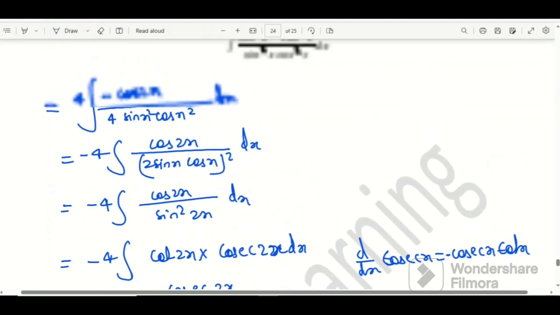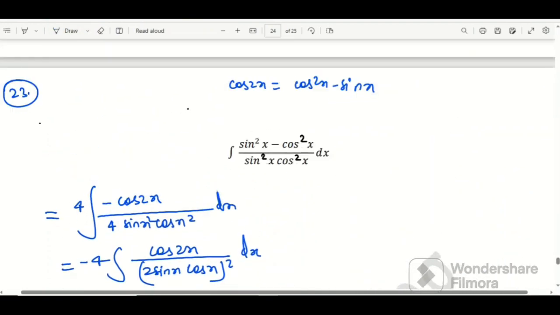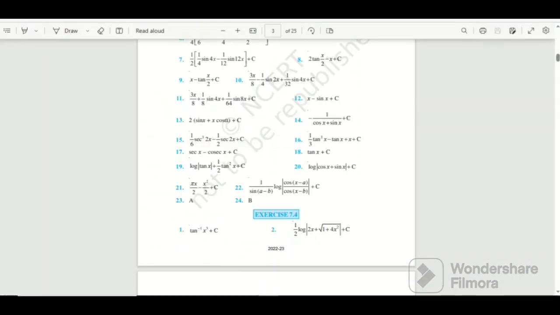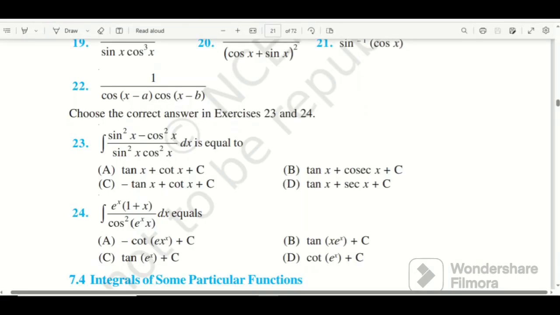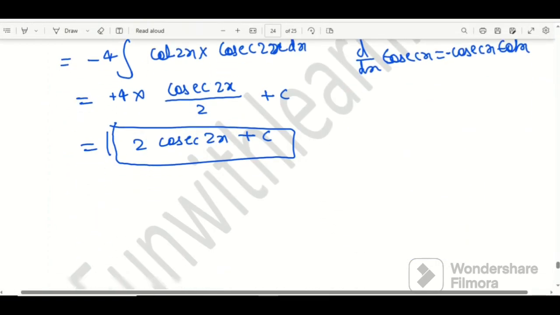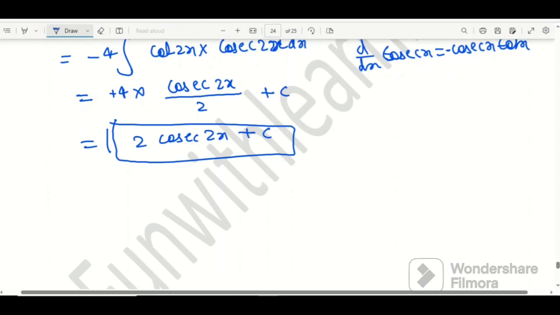So now we can see the answer of 22nd number. Okay, this is 23rd number. It is a multiple choice question. A is tan x plus cot x plus C. So what we can do from here? We can try a different method also, but we can expand this also to get our answer.